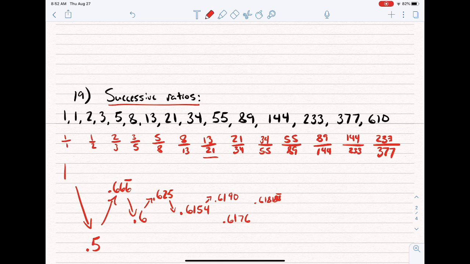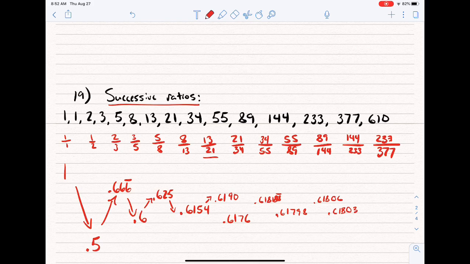And where am I at? Now I'd go 55 divided by 89, and I get 0.61798. So again, it got a little smaller, and then we assume it's going to get a little bit bigger. So now I'm going to do 89 divided by 144, and I get 0.61806. And then we go 144 divided by 233, and it goes 0.61803.